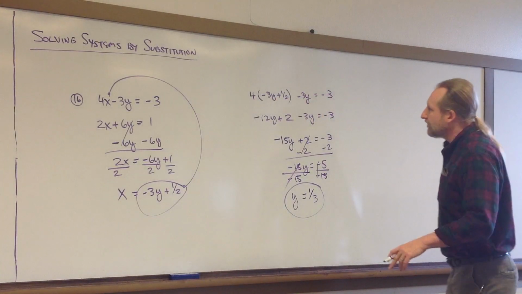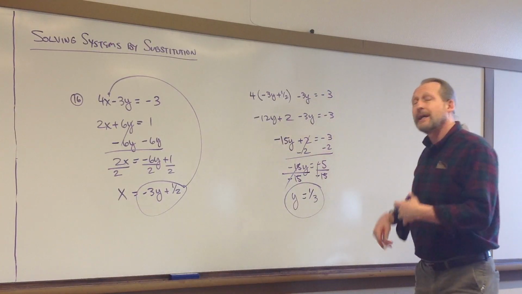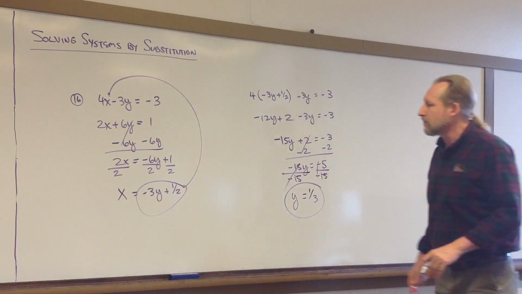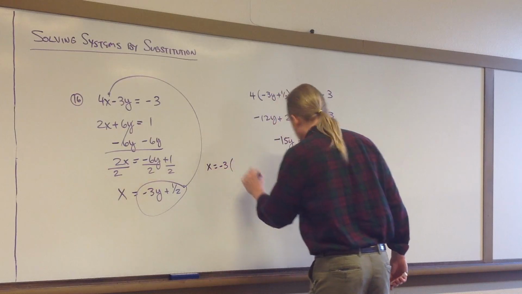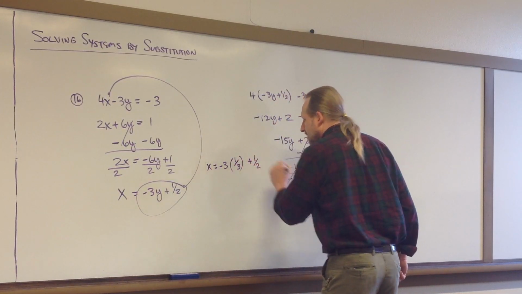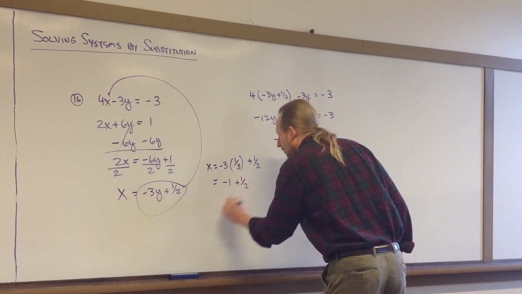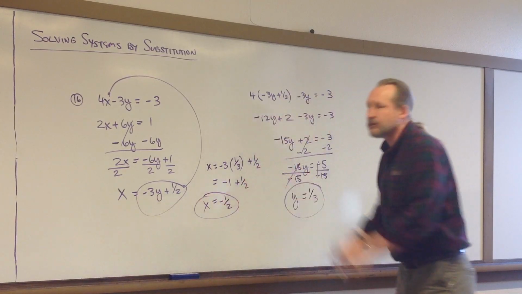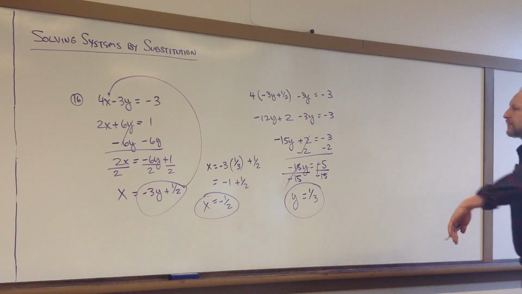So let me calculate the value of x, and then I'll check out the answers over here. What I'm saying is don't get freaked out if you get an answer that's not a whole number. There's nothing wrong with that. All right, so x is going to be negative 3 times y plus a half. So that's going to make this negative 1 plus a half, which is negative 1/2. So there's our solution. X is negative a half, y is 1/3. Let's check our answers.